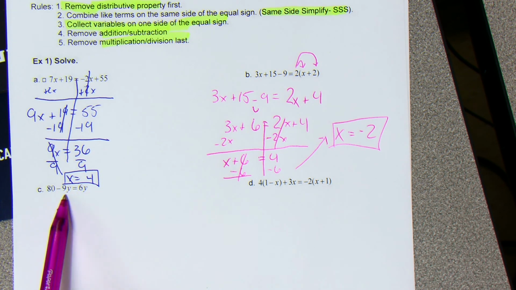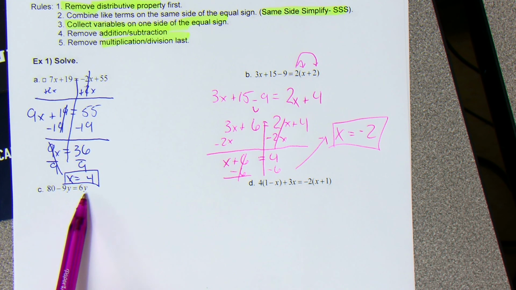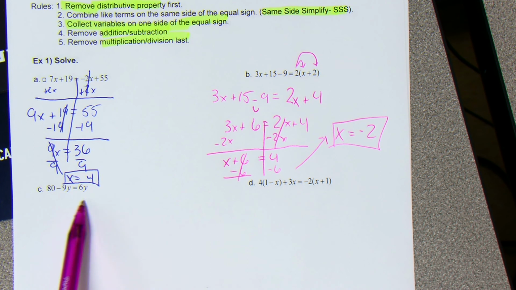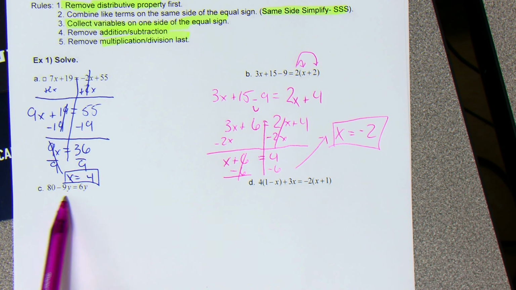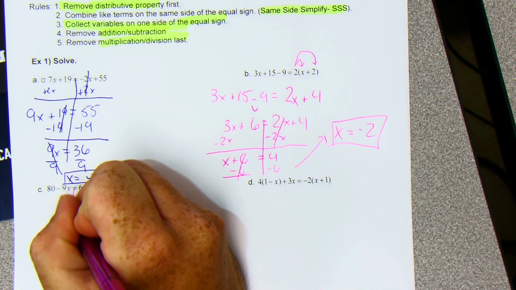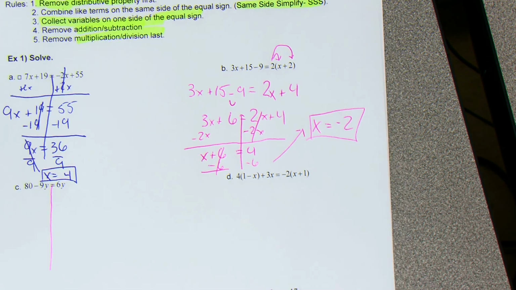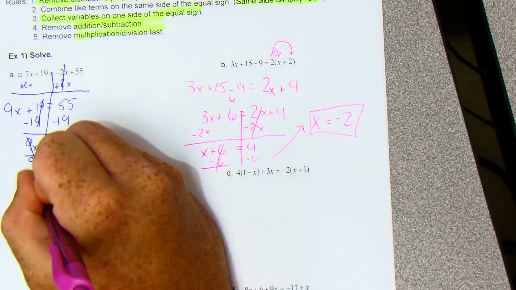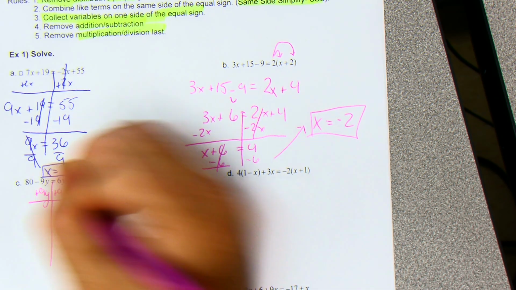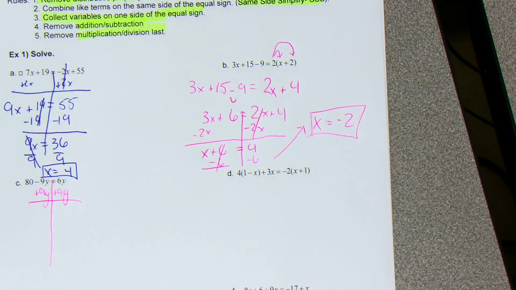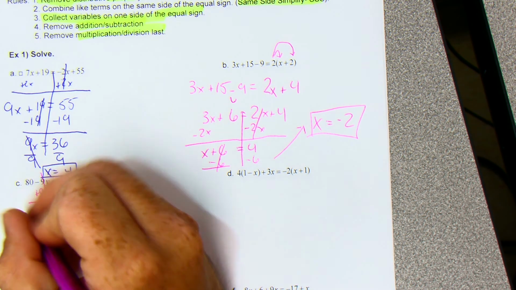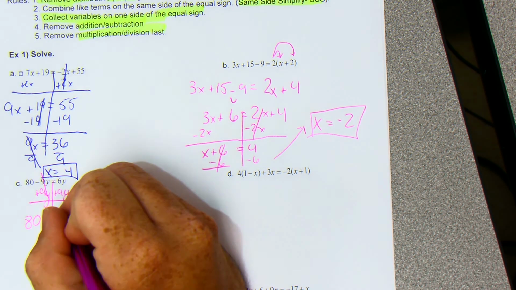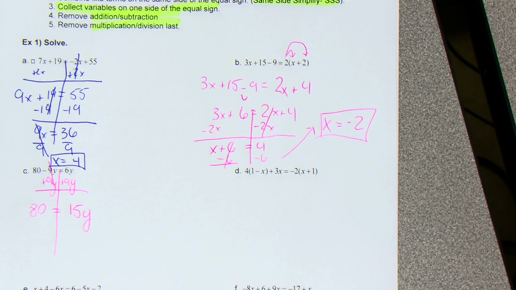As you can see right now, we have negative 9y over here and a positive 6y over here. We need to get those on the same side of the equal sign. Since this is already by itself over here, I'm just going to move this negative 9y over. And the way I'm going to do that is by doing the opposite operation. The opposite of a negative 9y would be a plus 9y. So I'm going to add 9y to both sides of my equation. Okay, so negative 9y plus 9y is 0. That cancels out. So I'm left with 80 equals, and 6y plus 9y would be 15y.